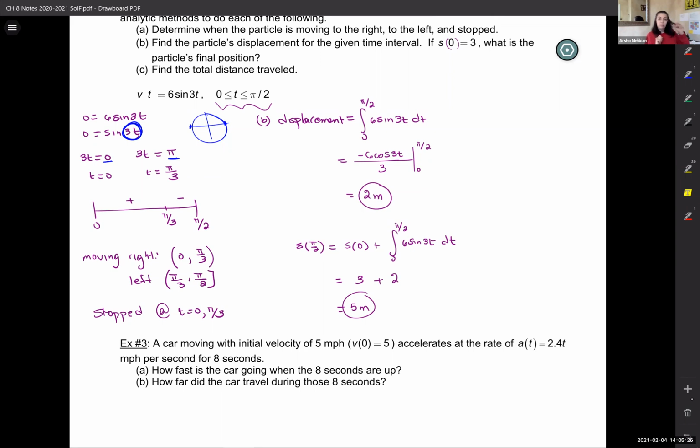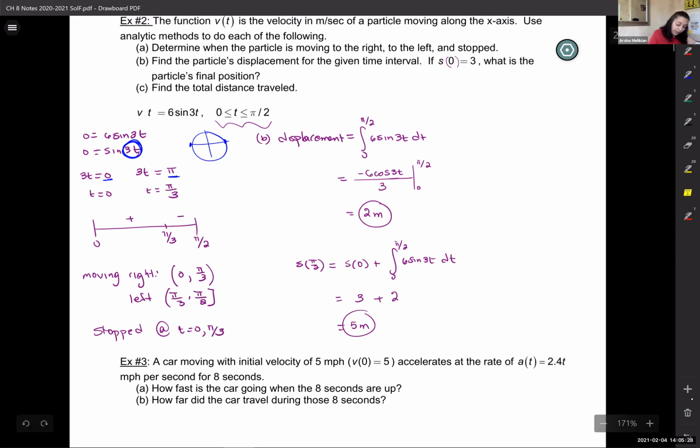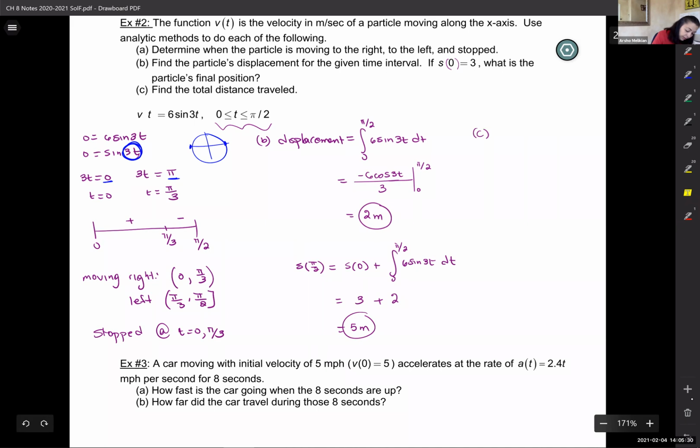Questions? Okay, part C wants the total distance traveled. That's from 0 to pi over 2, the absolute value of all of this. And that's 6 meters. Okay?